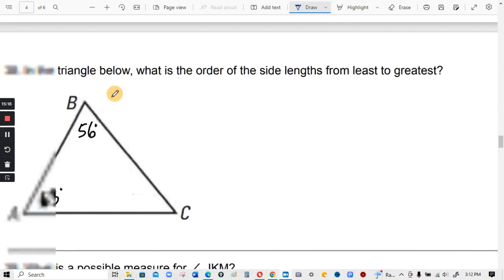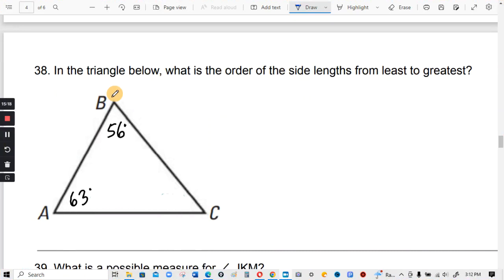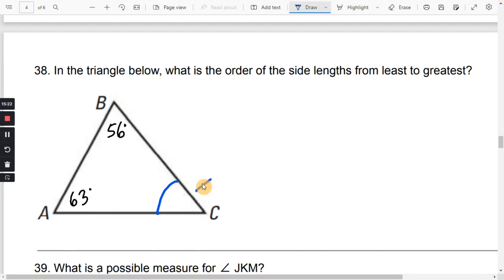All right, least to greatest, side lengths. So we want to find the missing angle first. And we subtract these two from 180. So it's just going to be 180 minus 63 minus 56. I get 61.